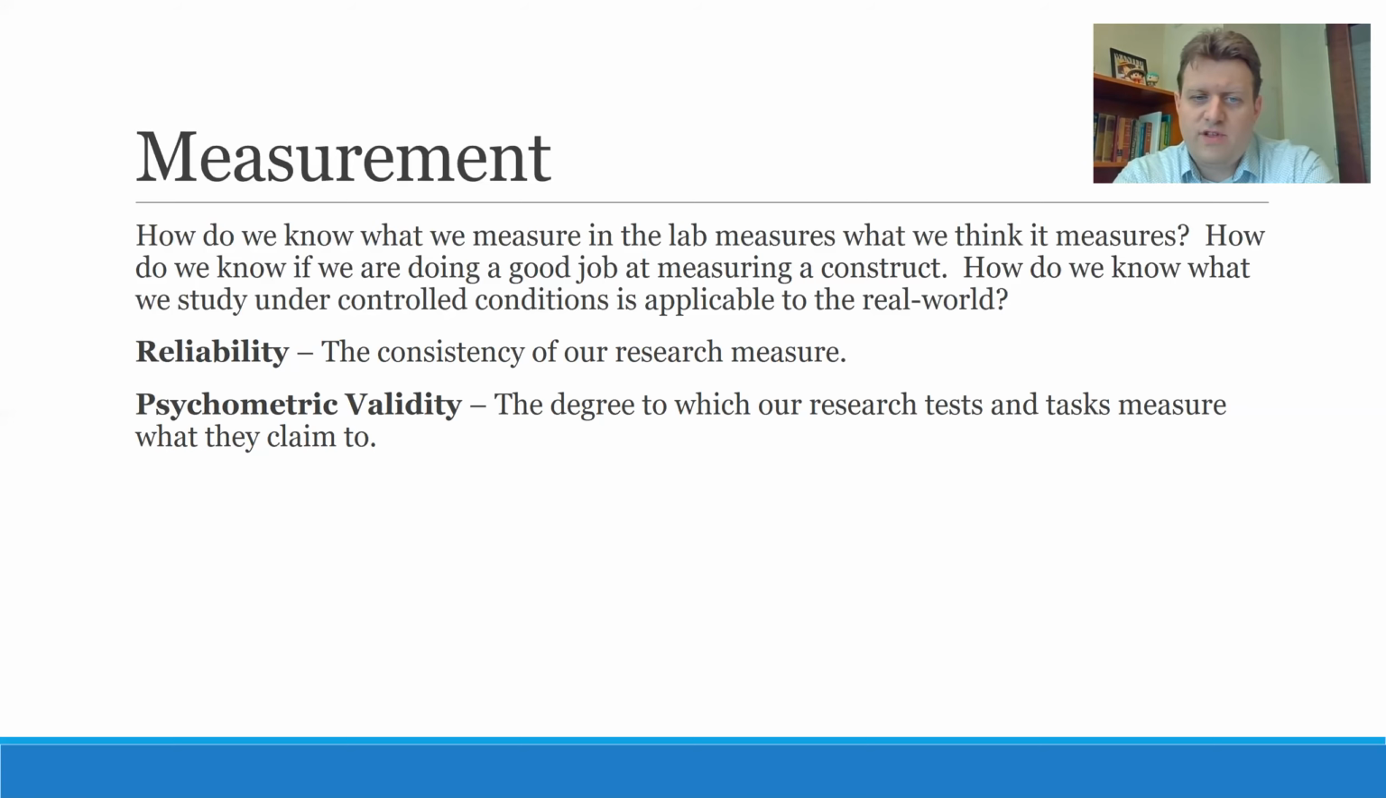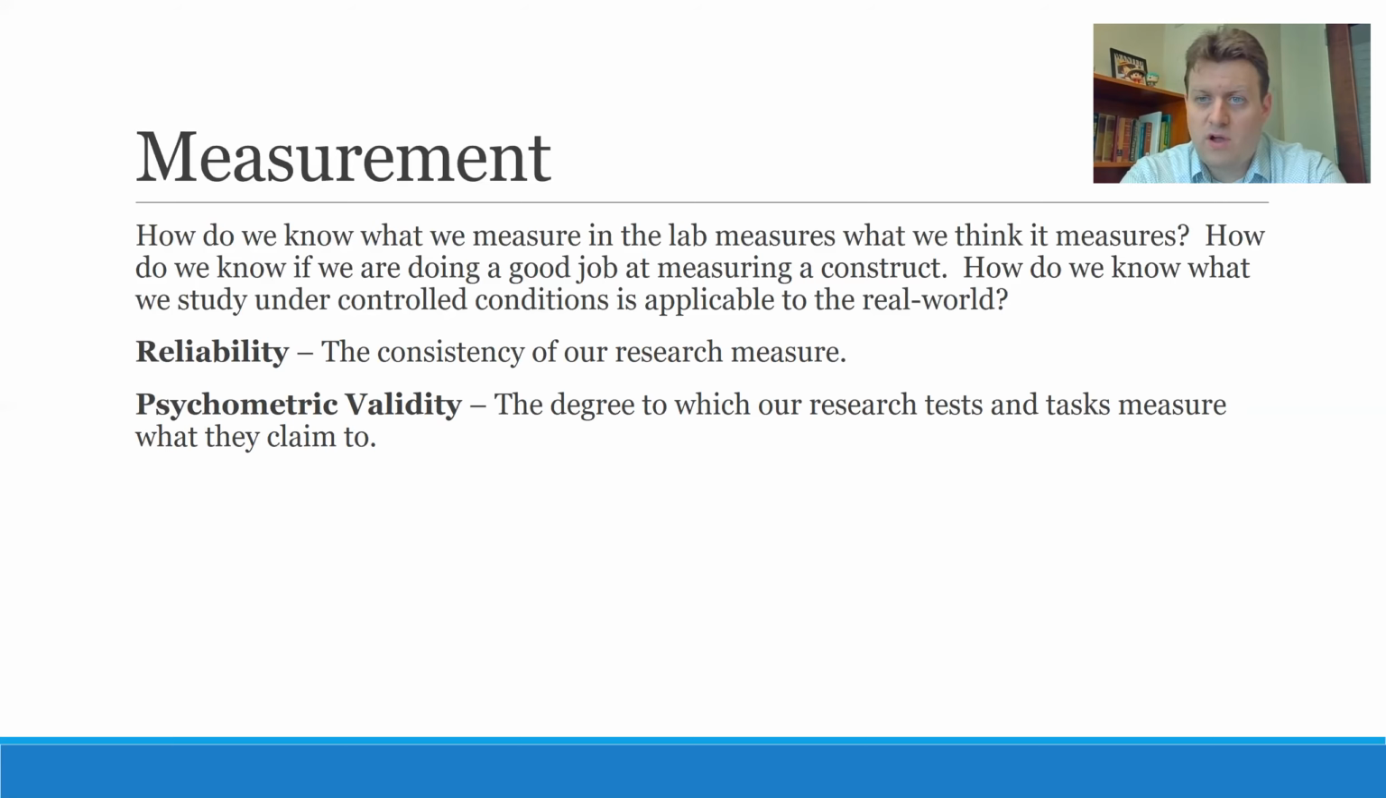Psychometric validity is the degree to which our research measures and our research tests actually measure what they claim to. Right? It's the extent to which our measurement of self-control actually measures self-control. It's the extent to which our measure of attraction is truly measuring attraction. And there's a number of different ways to test for reliability, and there's a number of different ways that we can test and assess psychometric validity.